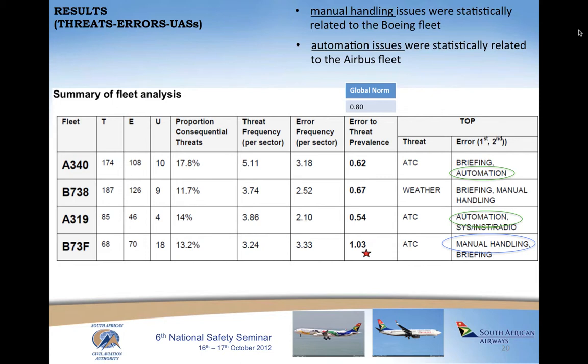As you can see from this table, there were 174 threats, or the error to threat prevalence for the Airbus fleets were below the global norm, and just the freighter fleet exceeded the global norm for error to threat prevalence.